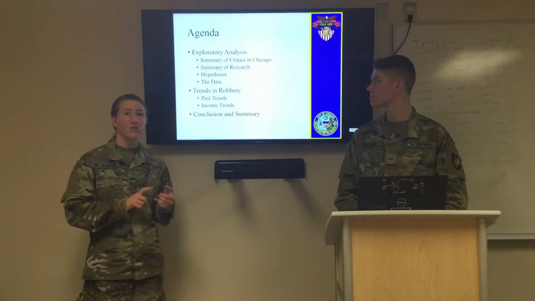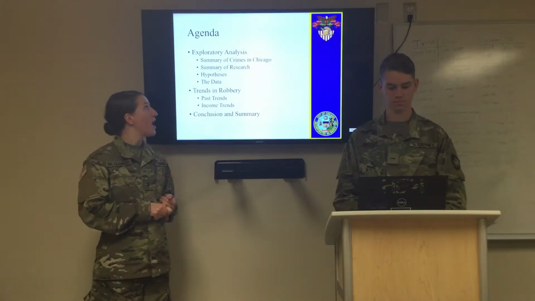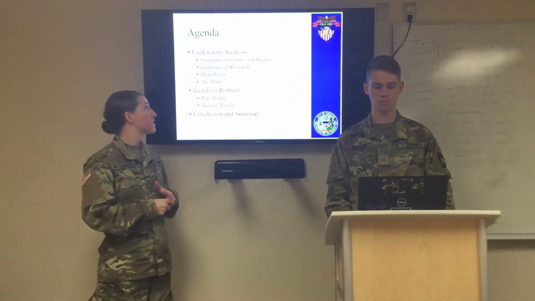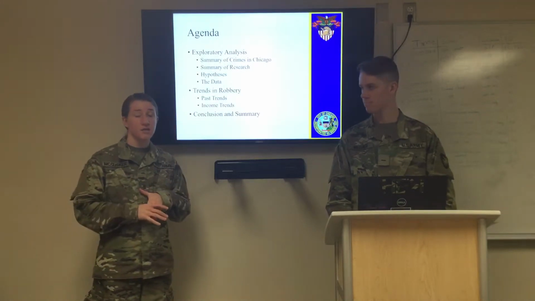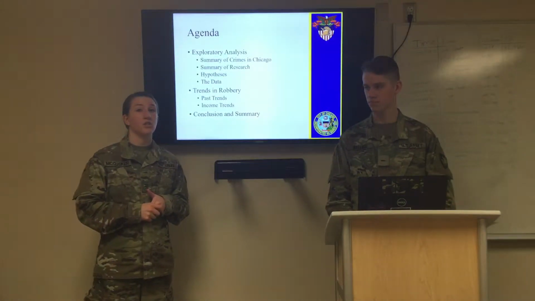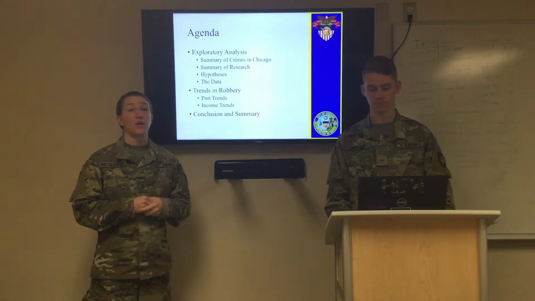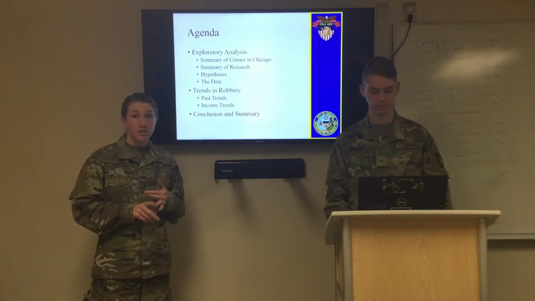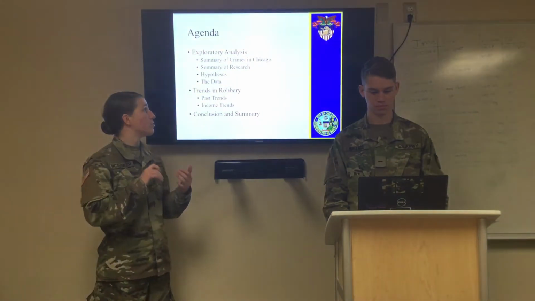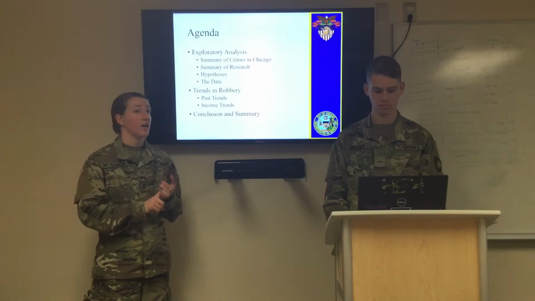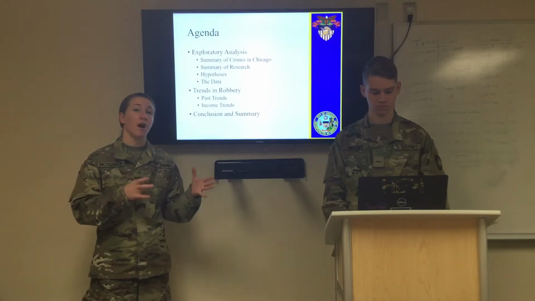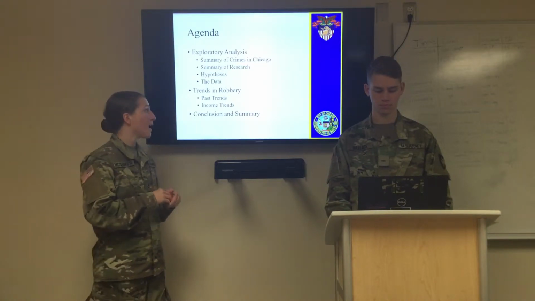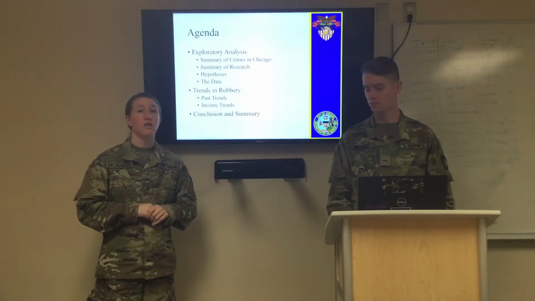The way we're going to do that is look at a general summary of crimes in Chicago, as well as a summary of research that we did in order to guide our analysis. And then we're going to discuss some hypotheses that we made in order to guide our research, and then talk about which data we used in order to do our analysis. Specifically, we're going to look at two trends in robbery, which are going to be our past trends and our income trends, and how those trends affect robberies in Chicago, specifically in distinct neighborhoods of Chicago.